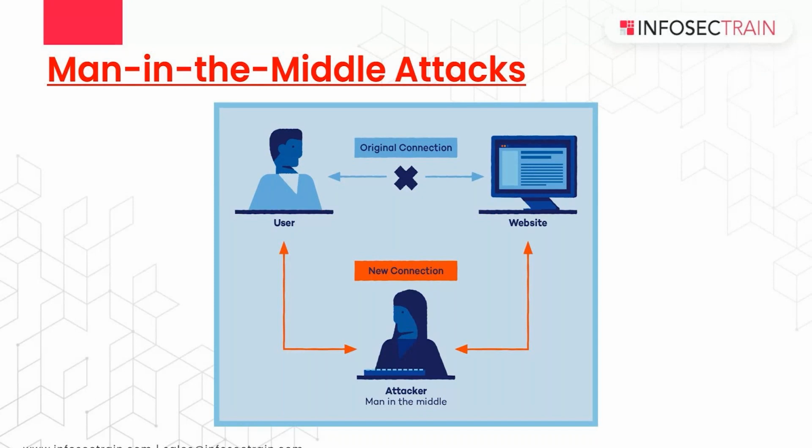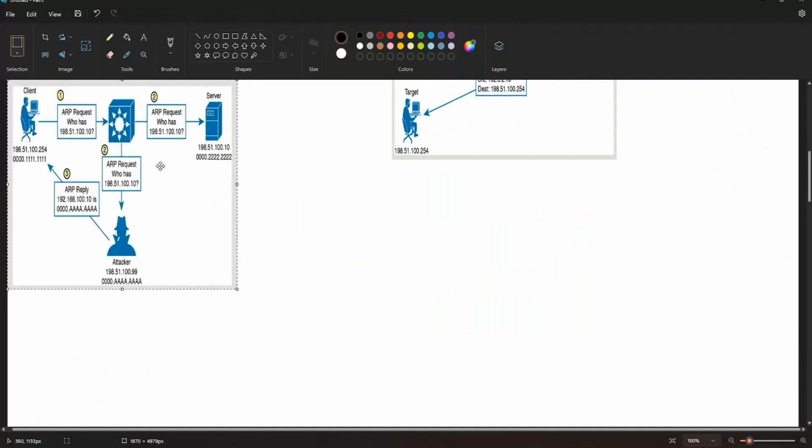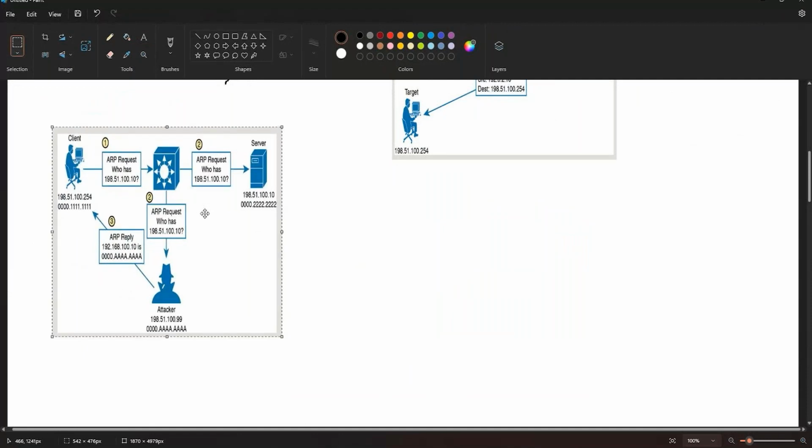right? So how it looks like, let me paste a picture. Now in this we can see in this request it says 198.51.100.10. The ARP request goes, who has 198.51.100.10, right? Now that ARP request goes to everyone in the network.